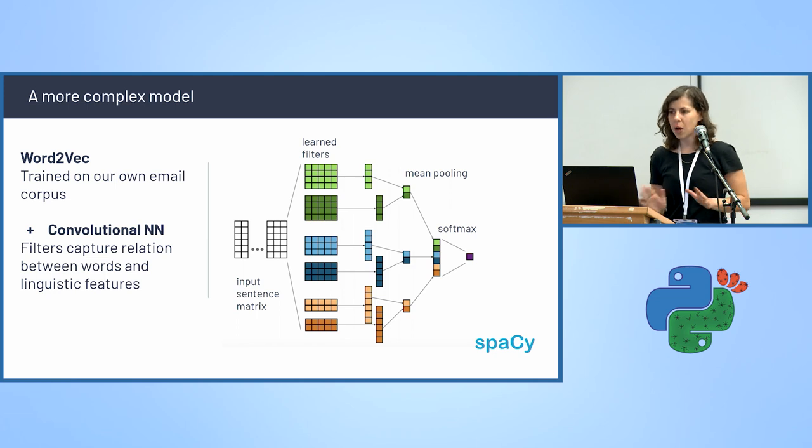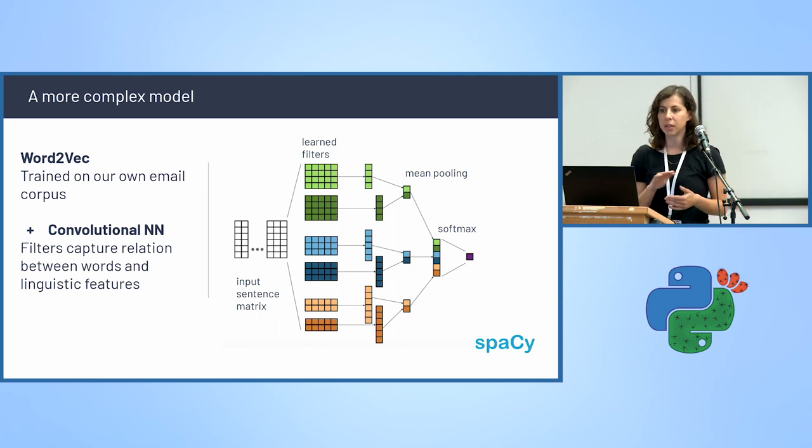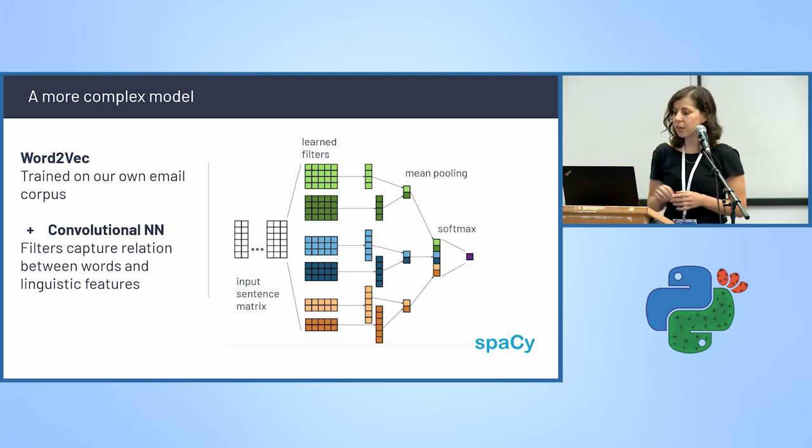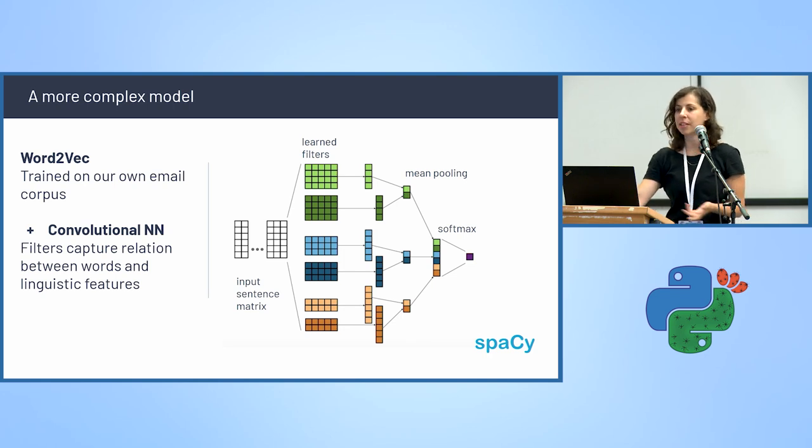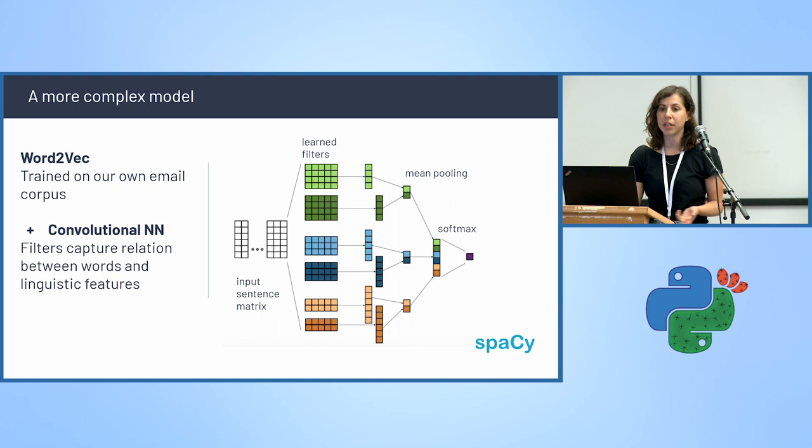For those of you, I don't know how many of you are familiar with NLP or CNNs, but basically the input to this would be a matrix where every sentence is represented by a matrix. Every word gets a row. We then learn the filters, which capture the relation between the words. Hopefully, they'll also capture linguistic features. We do some sort of pooling, right, to get a vector, and then usually the last layer is just some nonlinear activation function, for example, a softmax, which gives us the prediction.